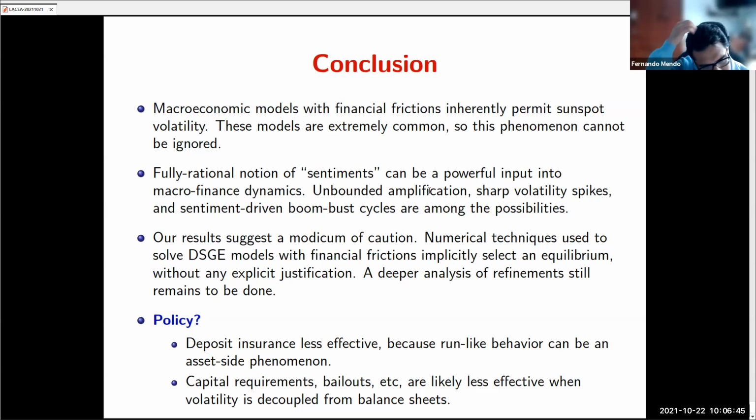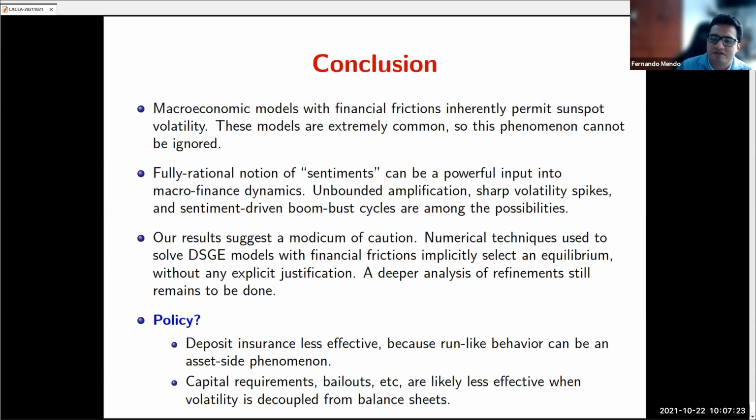One important thing is that the policy consequences in this equilibrium can be very different from the policy consequences in other models. For example, if this bust happens because of the sentiment that we can construct, then it's an asset-side phenomenon, and deposit insurance is not going to be really effective. It's not that I take out my money because I think they're not going to pay me. It's just that we all think that things are going to go bad, and things go bad at the end of the day.